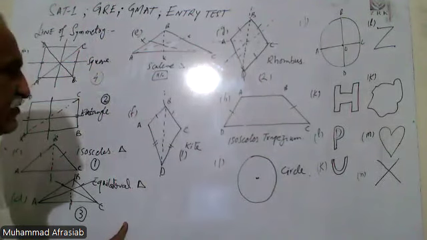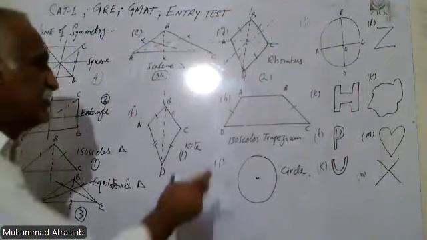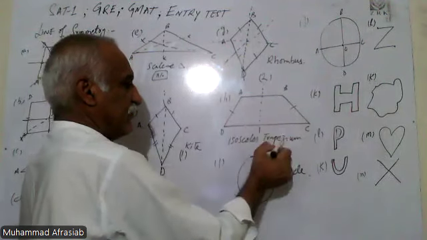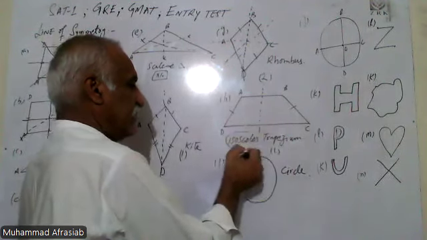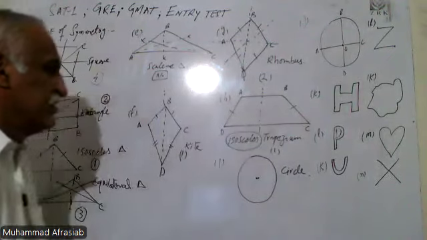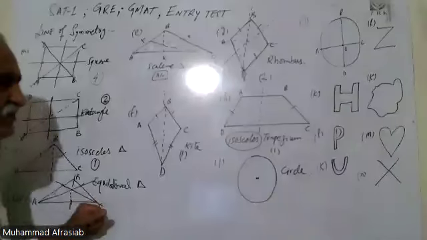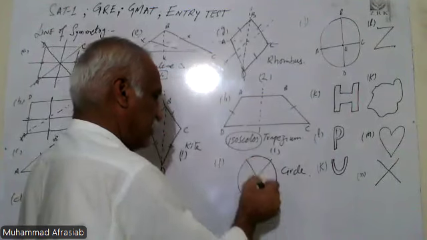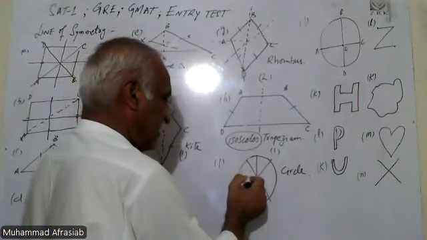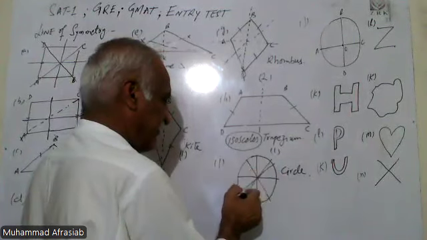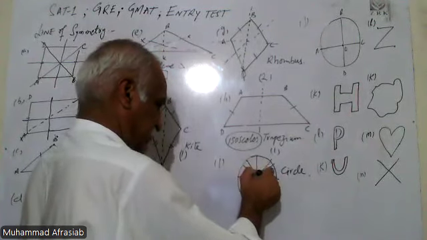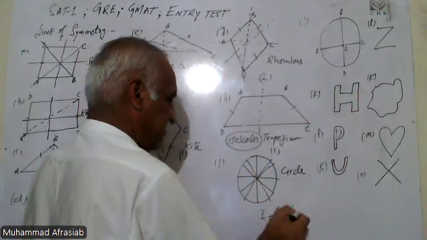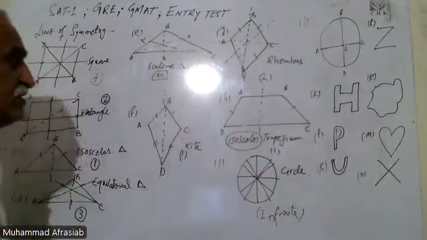If it is a trapezium, but it is an isosceles trapezium, that means AD is equal to BC, then there is 1 line of symmetry for this. But if it is a general trapezium, then it has no line of symmetry. If it is a circle having center O, you can have infinite lines of symmetry. You can draw anywhere the line passing through the center. So there are infinite lines of symmetry for a circle.